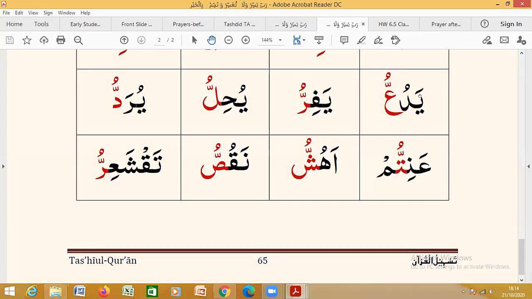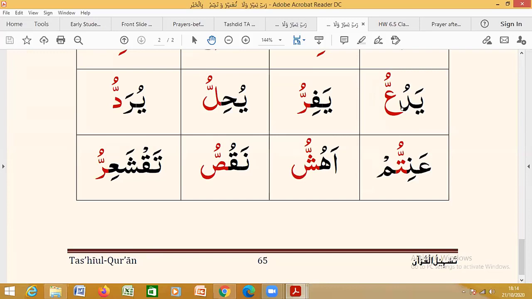So from here, the first letter is ya with a fatha. Ya. Excellent. And then you have dal with the ayn. The ayn has a shadda on it, so it's a mushaddad letter. And then it also has a dhamma on it.